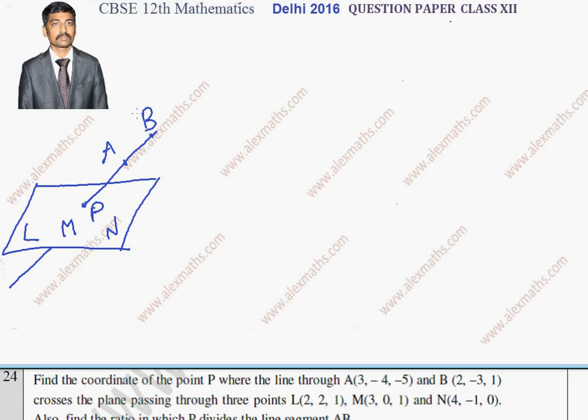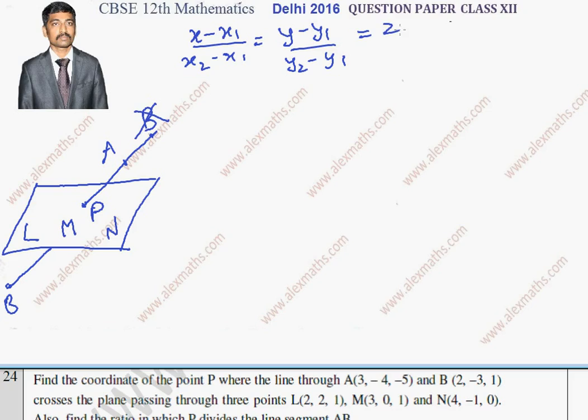For convenience, I will take the B point instead of here, I will take it here. Now I have to find the equation of the line first. So the equation of the line formula is (x minus x1) by (x2 minus x1) equal to (y minus y1) by (y2 minus y1) equal to (z minus z1) by (z2 minus z1).